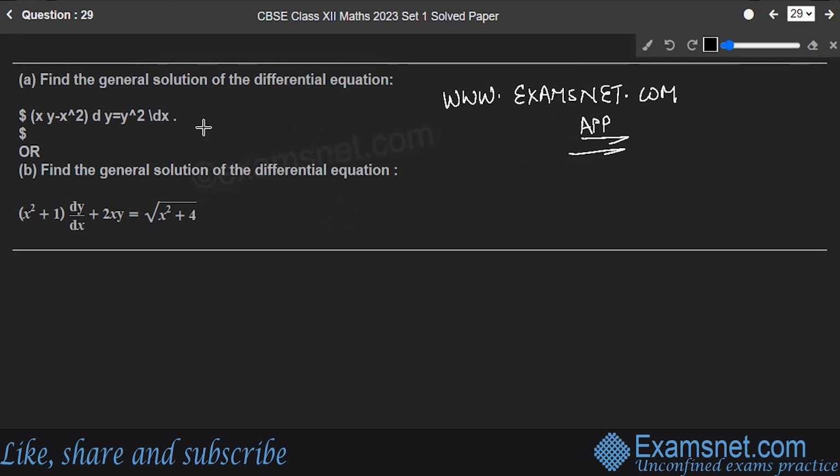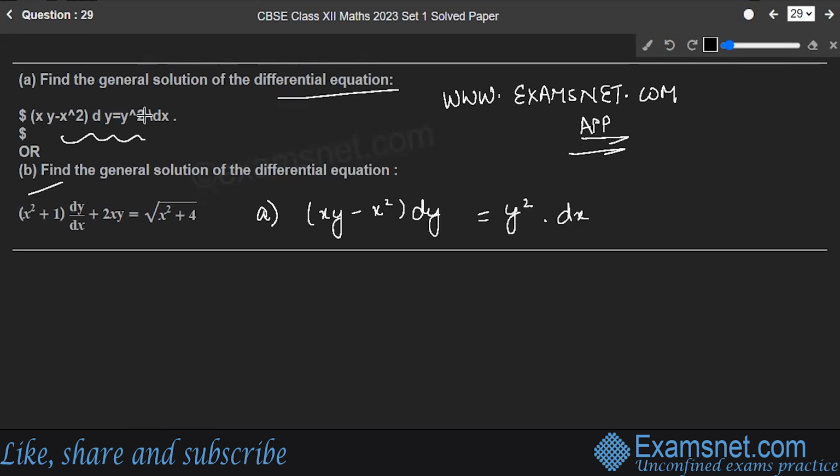Here we go with question number 29. We have to find the general solution of the differential equation this. So let's write it down. We'll solve b later. The first equation is given by xy minus x square into dy is equal to y square into dx. So dy by dx can be written as y square upon xy minus x square.